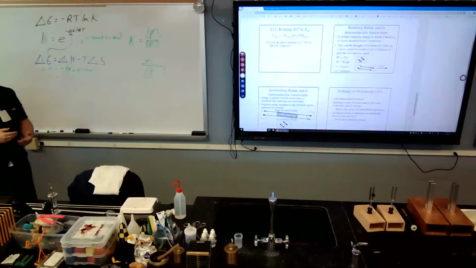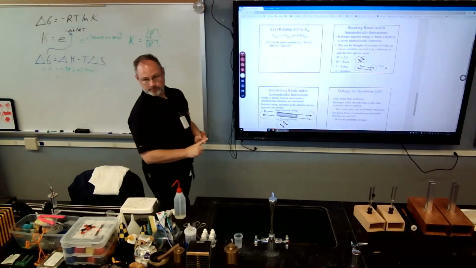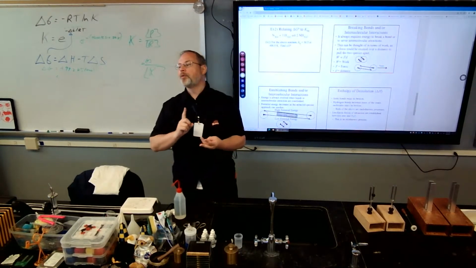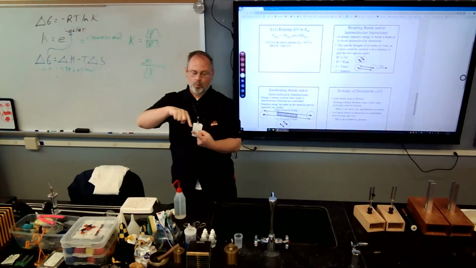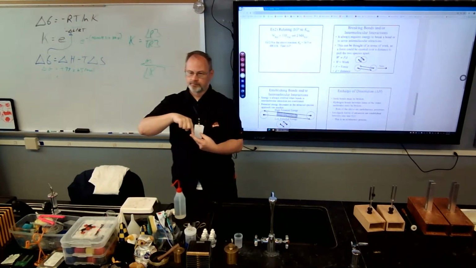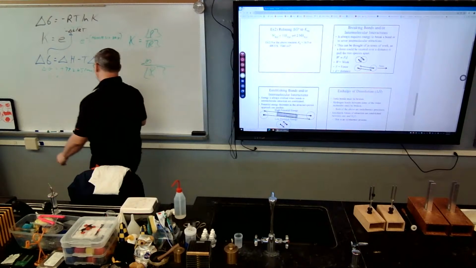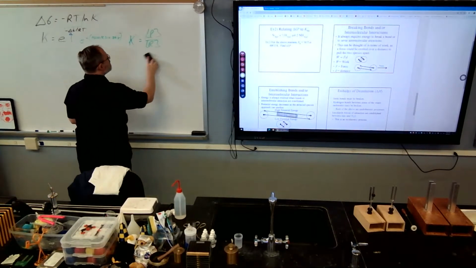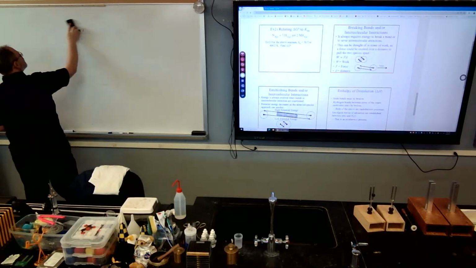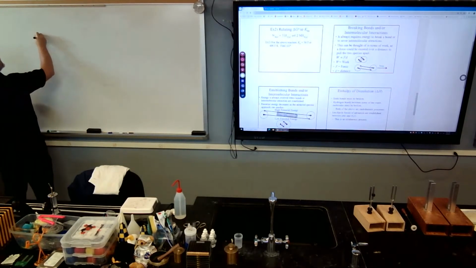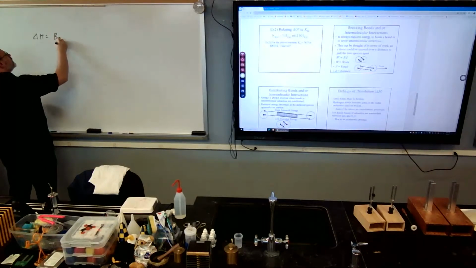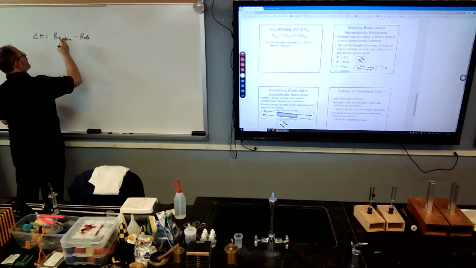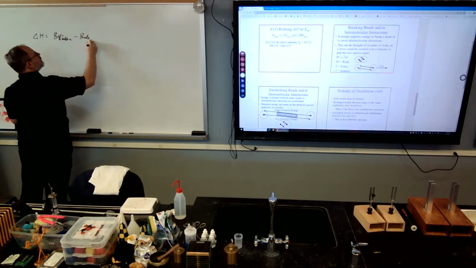Anyway, three processes have to happen. Break the ion-ion attraction. Break the water molecule attraction. Form the water-ion attraction. And if you remember, delta H can be calculated by bonds broken minus bonds formed. So remember, delta H equals bonds broken minus, I should probably write the whole thing out, bonds formed.